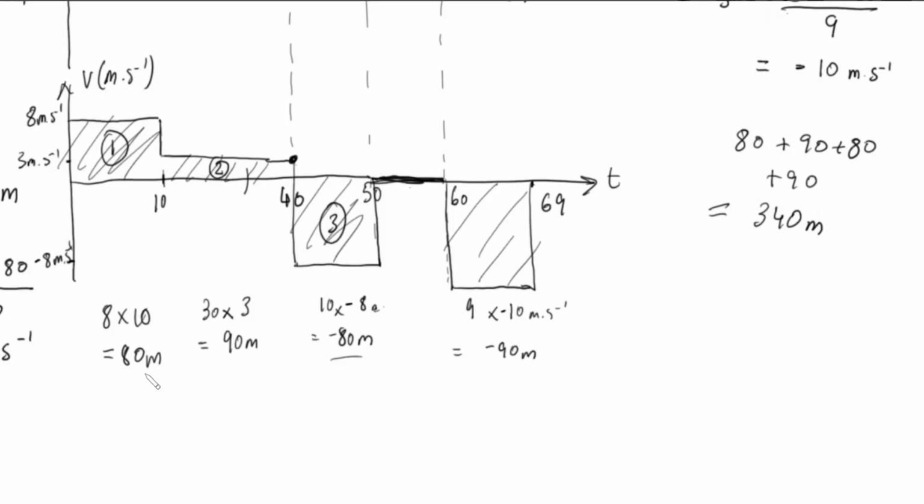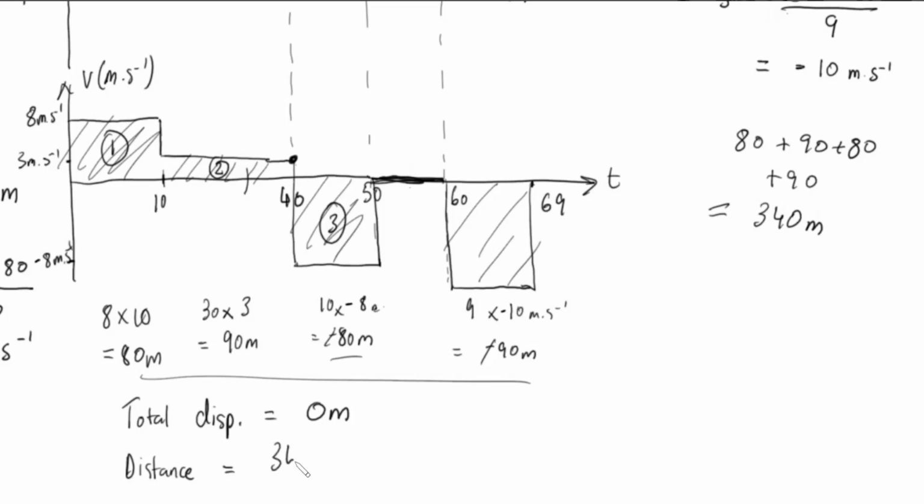So if we add all these up, we get a total displacement of 0 meters. But if we take these negatives away and add all these numbers up, we get a distance of 340 meters, which makes sense since the distance traveled is a scalar and has no direction.